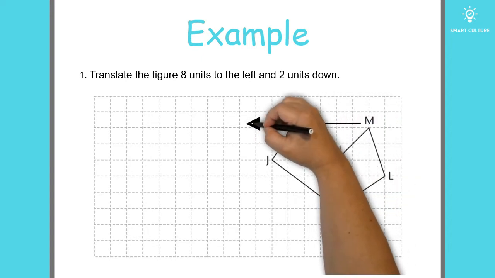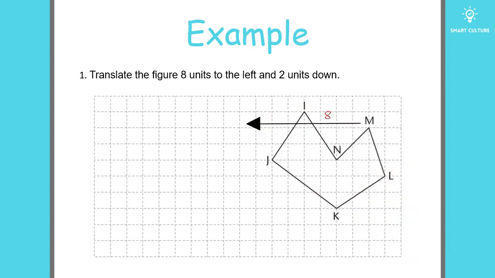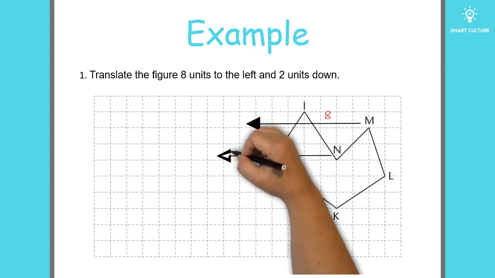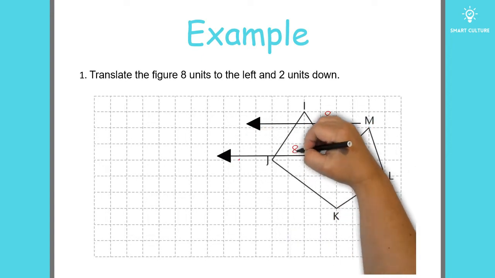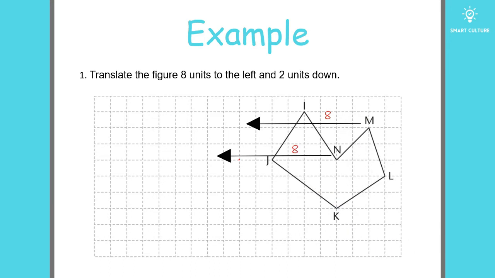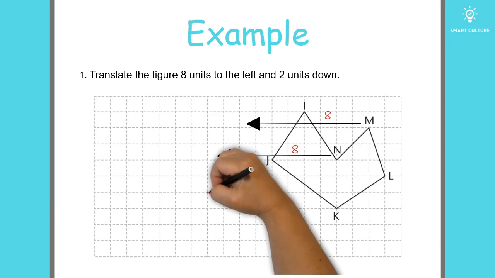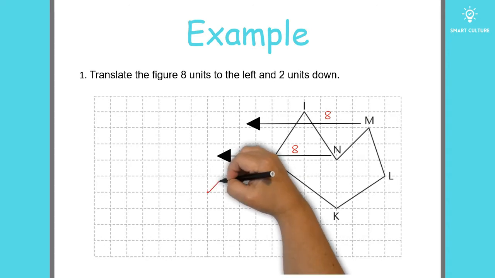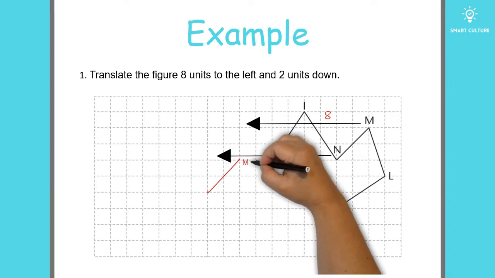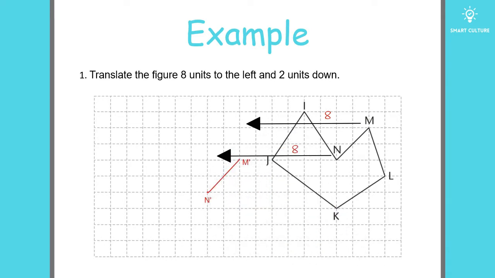Let's start. So first we'll start with point M. Now we slide it 8 units to the left and 2 units down. Then we take point N. We slide it 8 units to the left and 2 units down. Then we connect these 2 points.